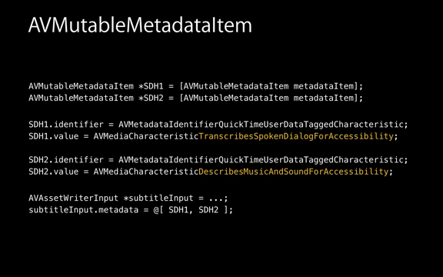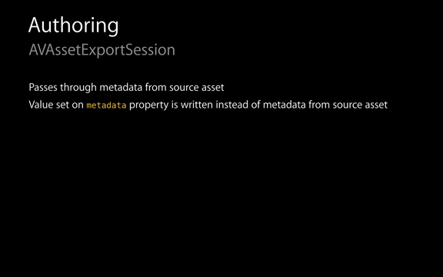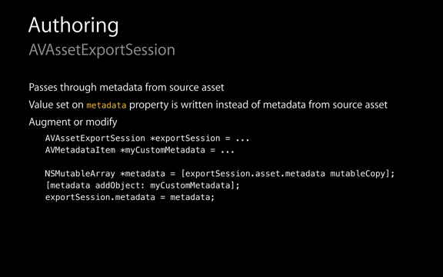Special note about AV Asset Export Session. By default, the export session is actually going to take any of the metadata that's in the source asset that you're exporting, and it's going to copy that over to the output file. Now, that's not the case if you set metadata on its metadata property. That'll be the signal to tell the export session to ignore the metadata in the source file and instead write just what you put on the property. So if you want to do augmentation of the metadata or some other sort of modification, you'll want to grab that array of metadata, make a mutable copy, do any adjustments that you want, and then set that on the metadata property. So that's just a quick note about export session.